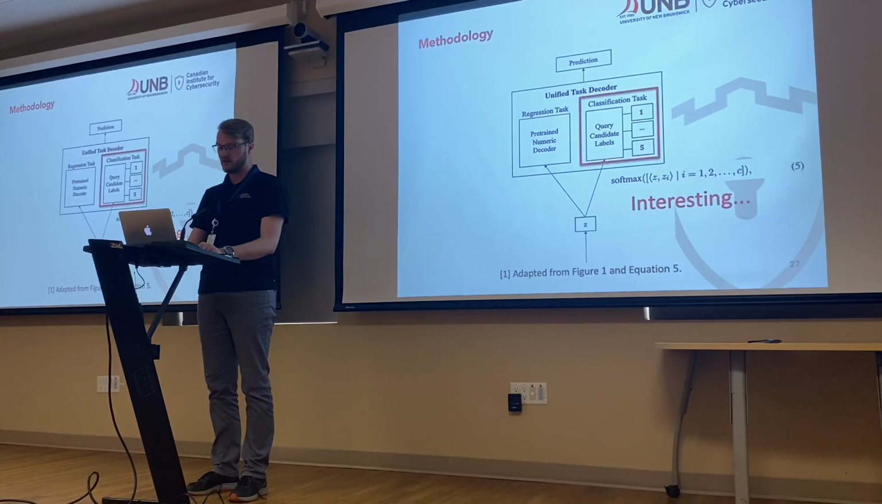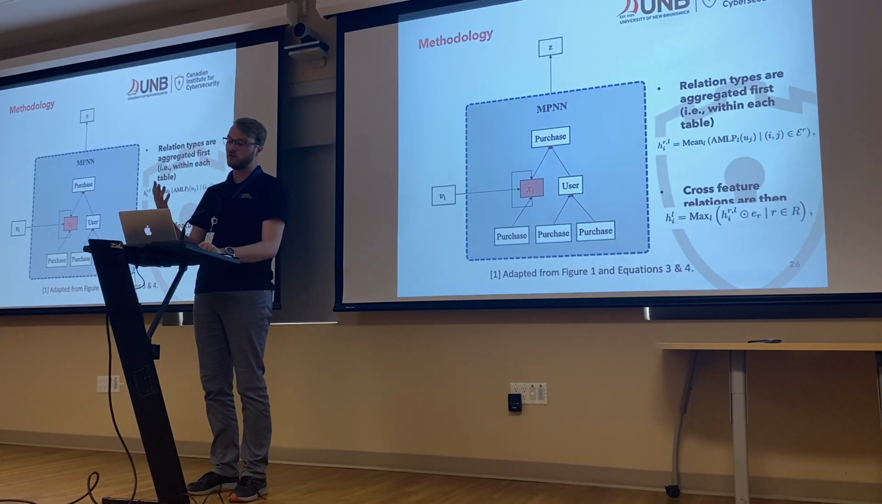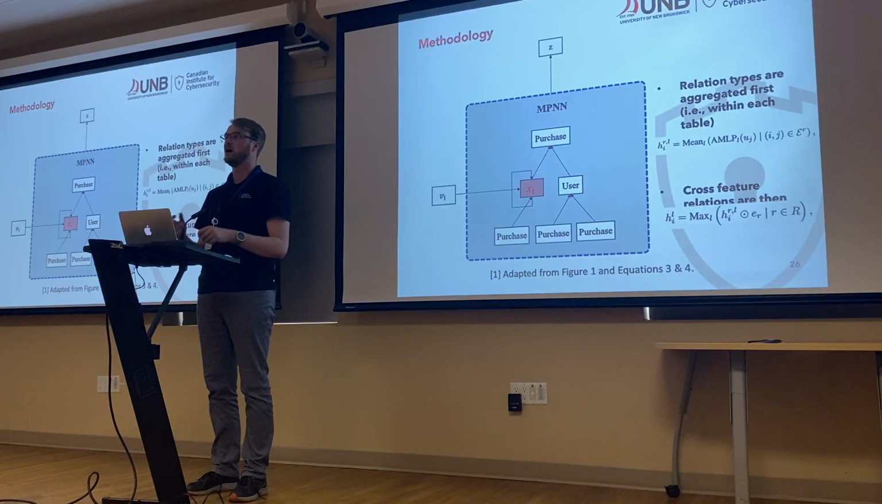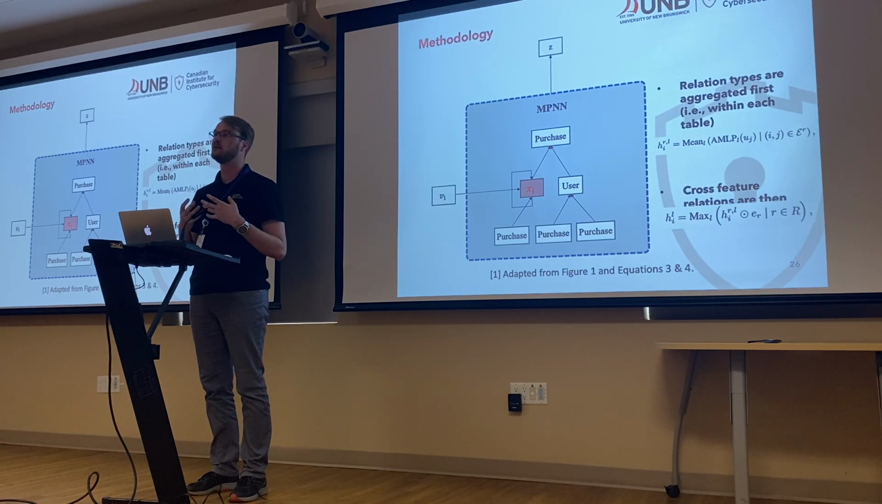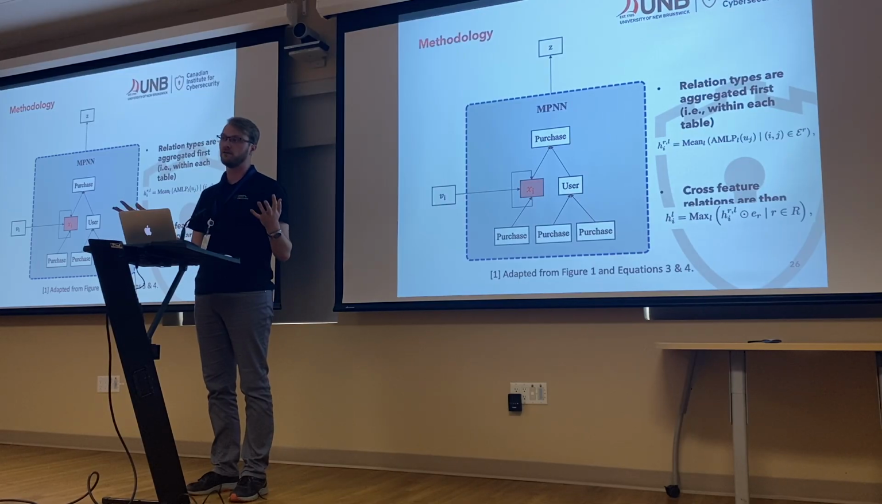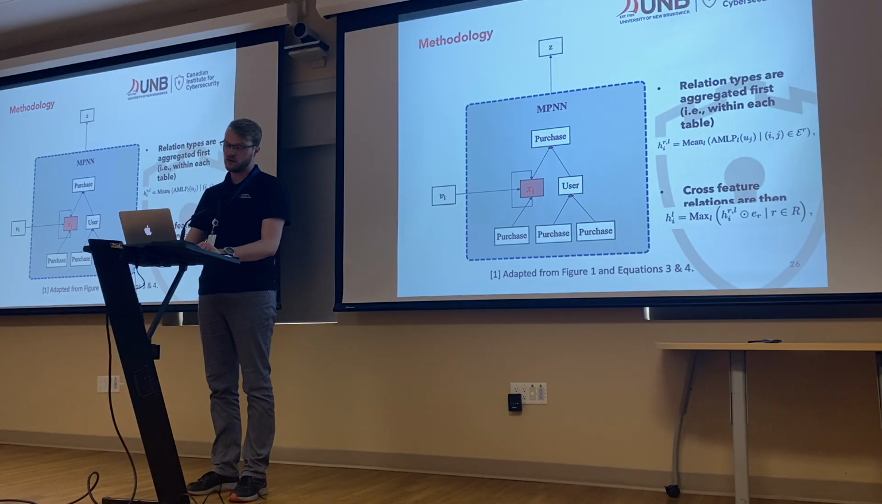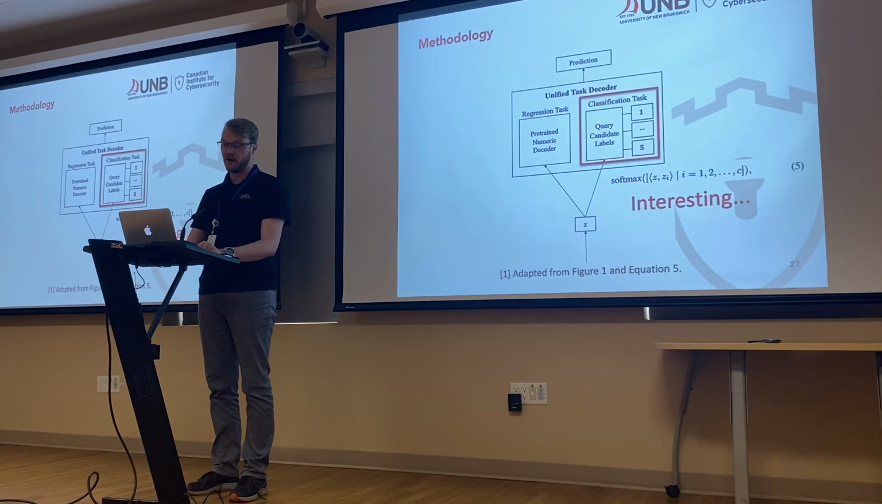And then after we do this, the message passing neural network will give us our final representation for the given missing value we're trying to impute or find, with respect to all of the rest of the database and all of the rest of the relevant values. So yeah, that brings us to the final component of the Griffin architecture, where we have a unified task decoder.